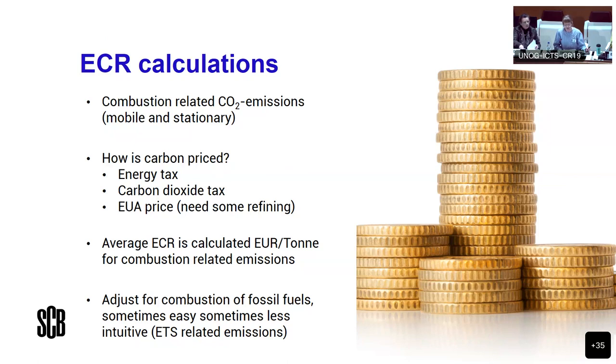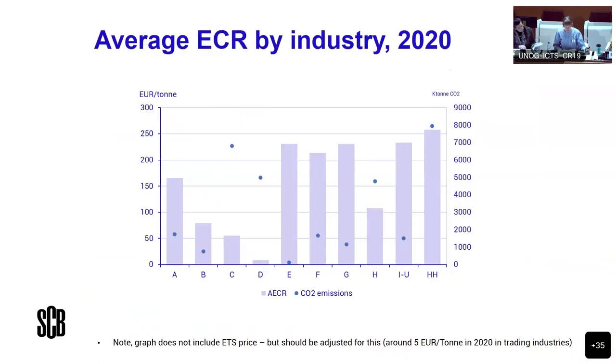And what we want to do is adjust for only including the combustion of fossil fuels, because both these taxes, the energy tax and the carbon dioxide tax, are only taxed on fuel consumption. However, the ETS system does not split between process-related emissions and combustion of fuels. And therefore, we haven't really figured out how to do that yet. So in the examples I'm going to show you now, the ETS price is not included. So please have that in mind.